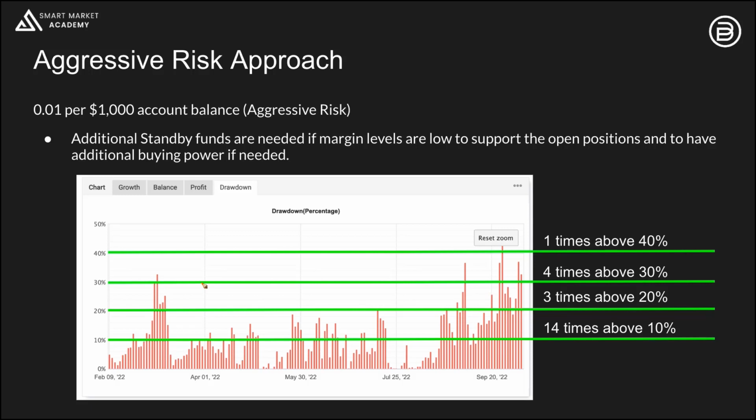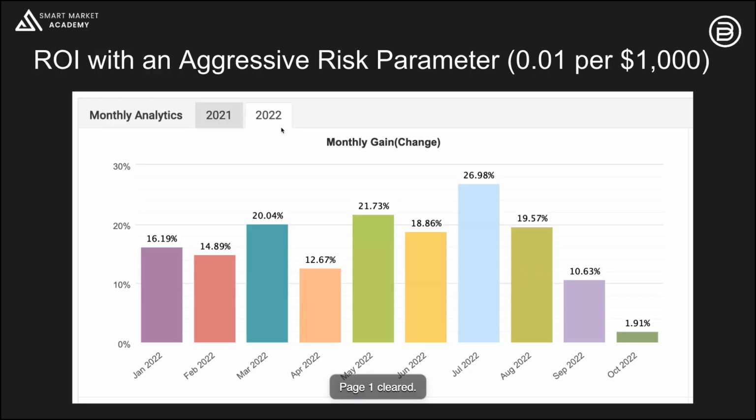And so that we understand that we can get to higher drawdowns as much as 40% using this parameter of 1 to 1,000. So 1 microlot for $1,000. Now, if we go ahead and take a look at the results in 2022 for that sort of risk parameters, you can see the risk has been high, but the profits have been high too. So we've seen some good profits with this type of risk parameters, but there has been that drawdown.